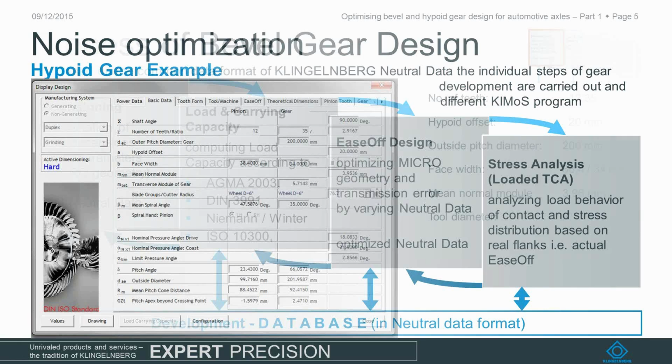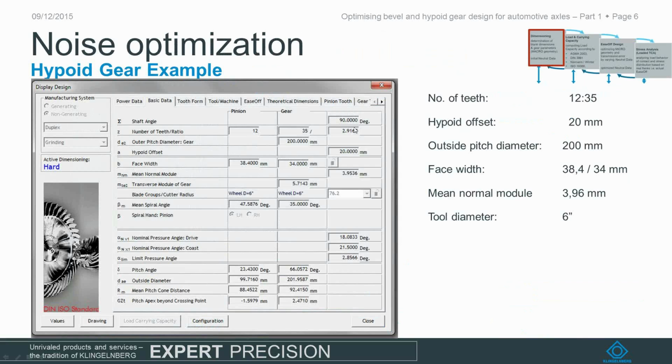We start with the dimensioning step in the process. We have here an example with a gear set with 12 teeth at the pinion and 35 teeth at the gear. The hypoid offset is in the range of 20 millimeters. We have an outside pitch diameter of 200 millimeters, a face width of 38.4 millimeters at the pinion, and a normal module in the range of 4 millimeters. For this gear set, we have to design later the ease-off and the stress analysis. The load carrying capacity is something that I skipped in this presentation.